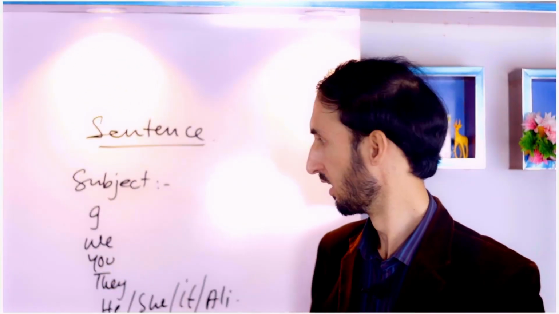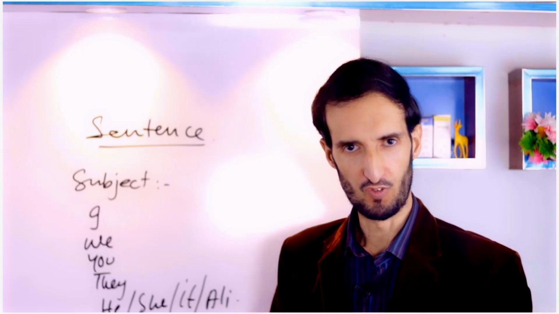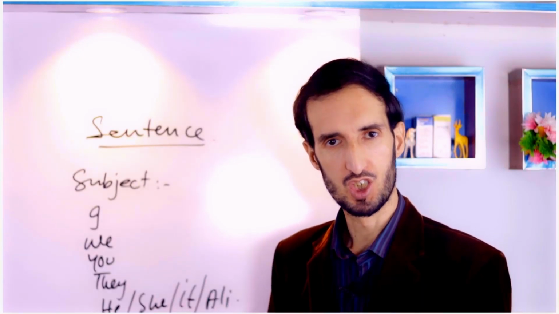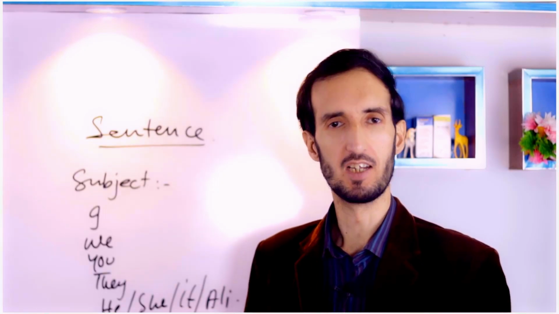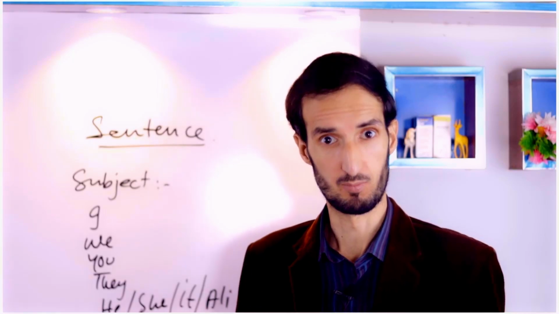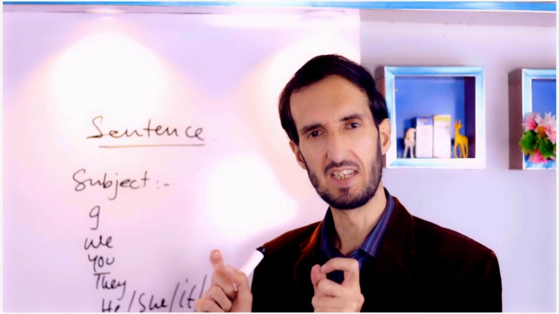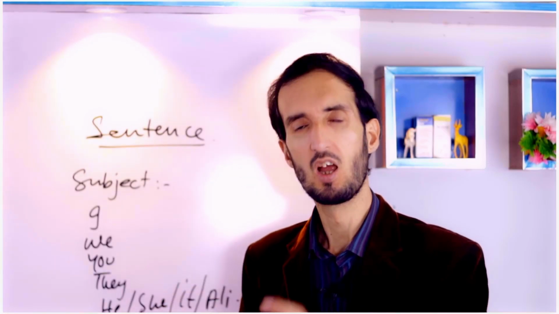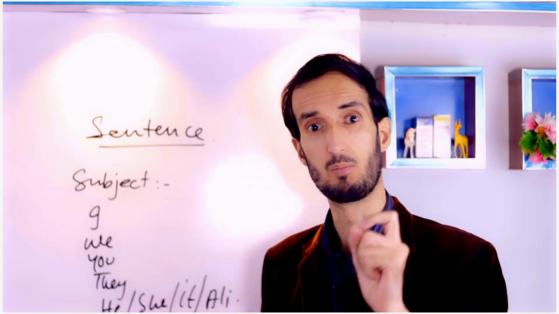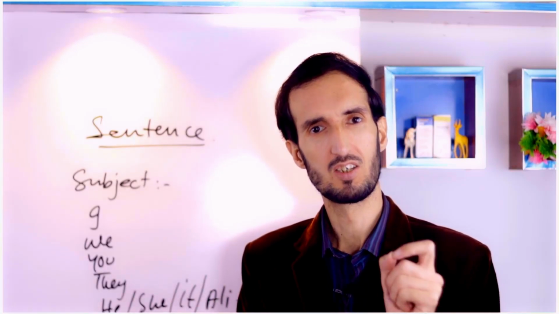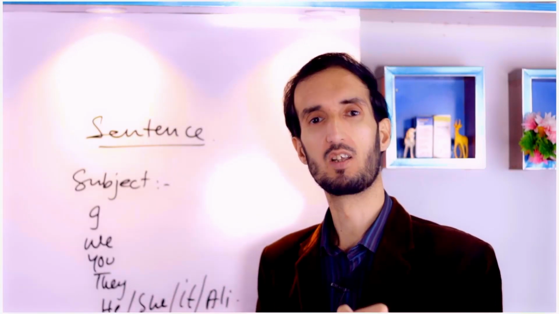What are the subjects? I, we, you, they, he, she, it, and any name. For example, I've written Ali here. So they all are subjects, right? There could be any name. If someone does an action, that is called the subject. Second thing, if the sentence is about you or about that thing, it is called the subject. You have understood what the subject is.